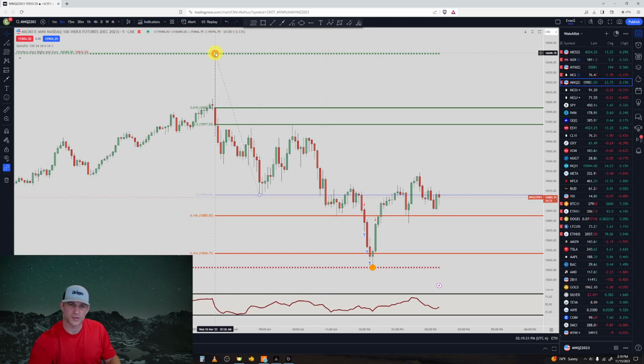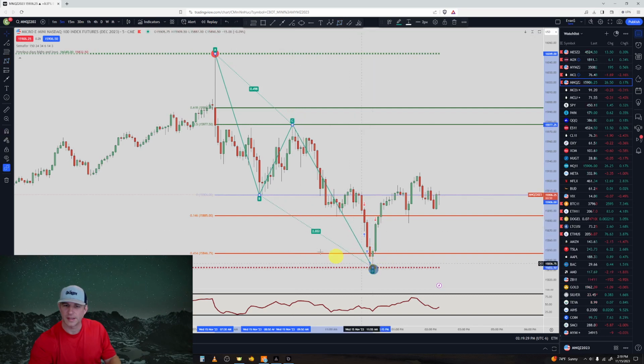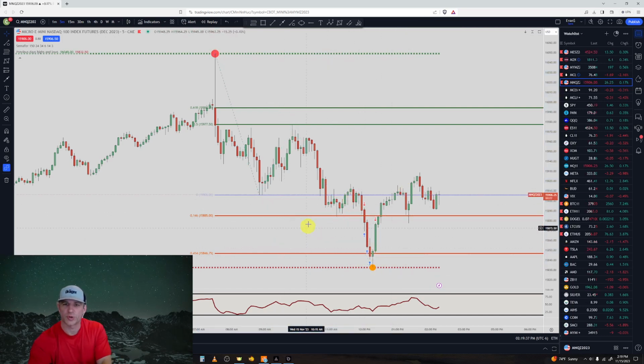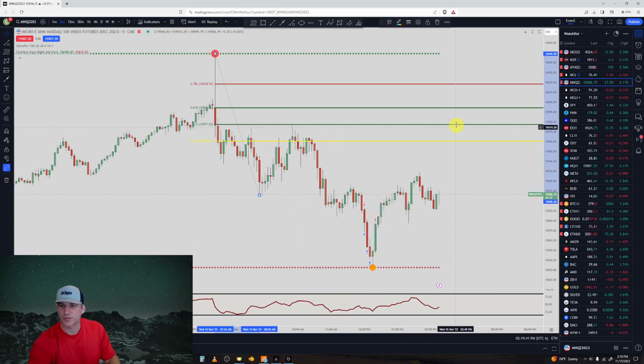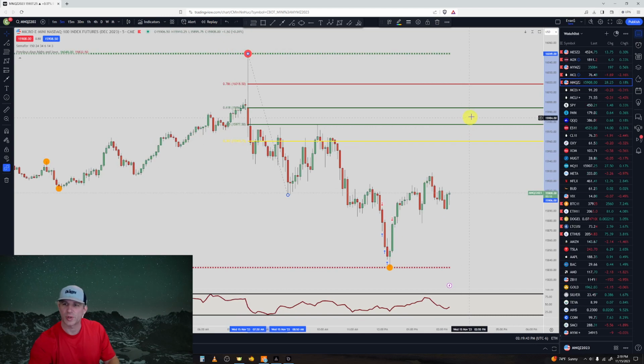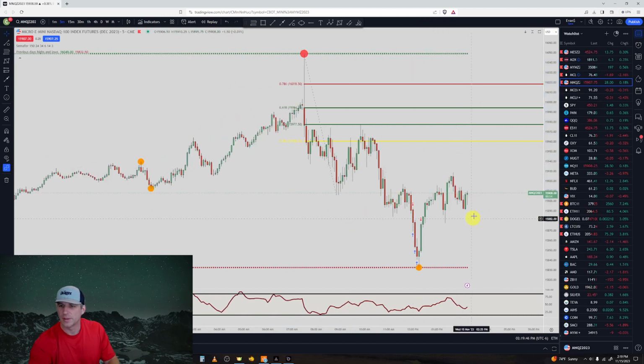This is actually just a straight up ABCD move right here. A, B, C, D, and it also happened to be just the 1.414 extension level. See, it got a little support off the 1.146, and then the 1.414 was where it got support. So we'll just change this to retracement set trade, and we're just looking for it to come back up here, and we'll look at shorting it based upon those things I mentioned earlier.